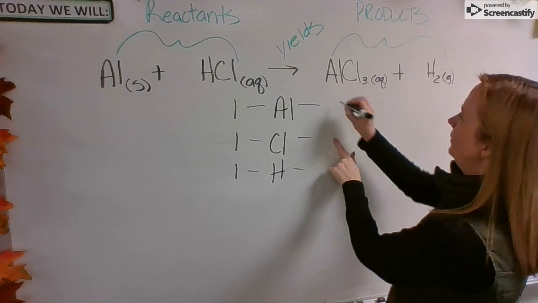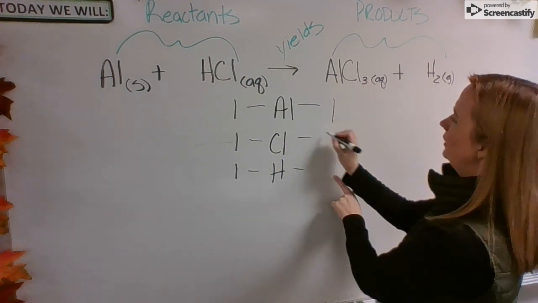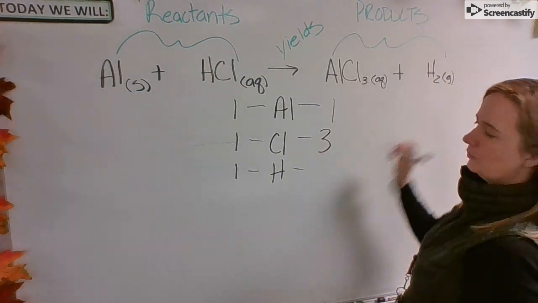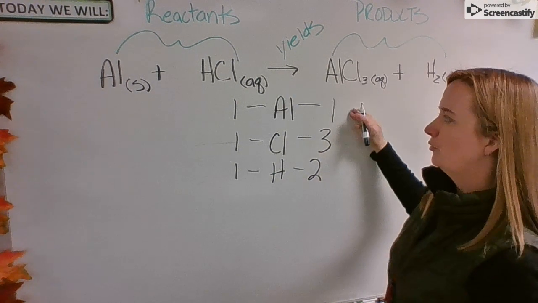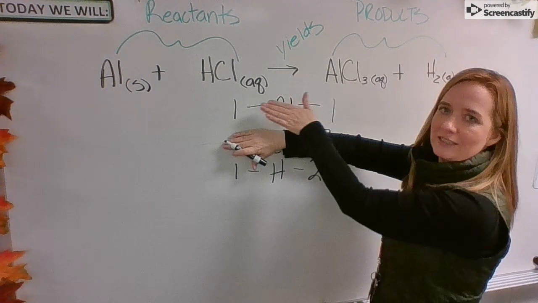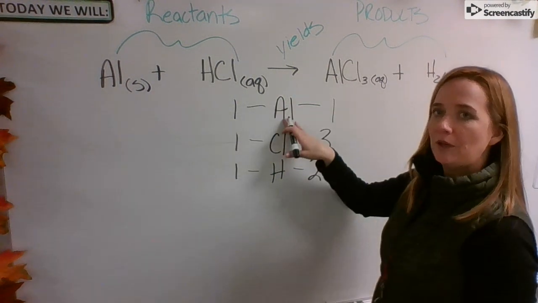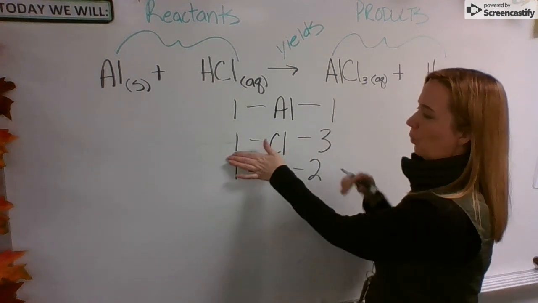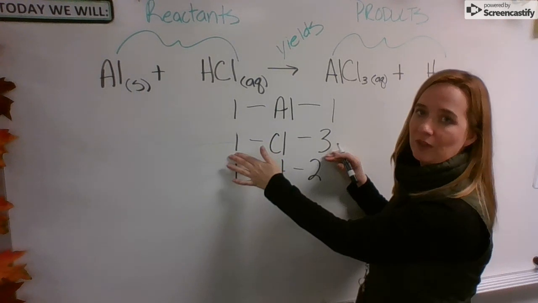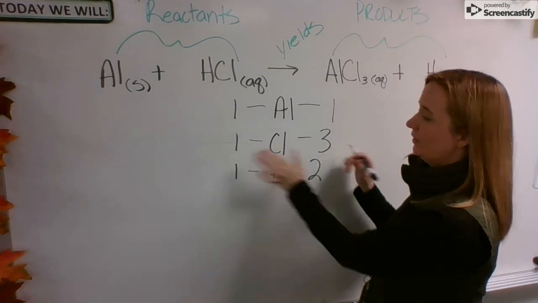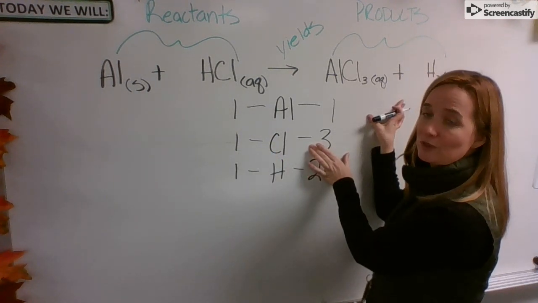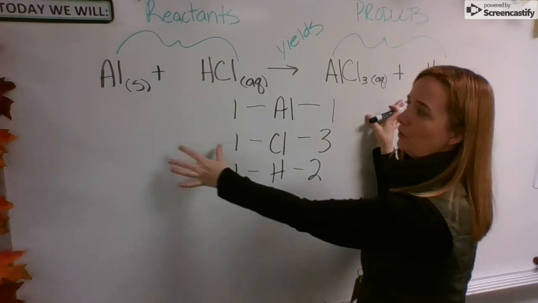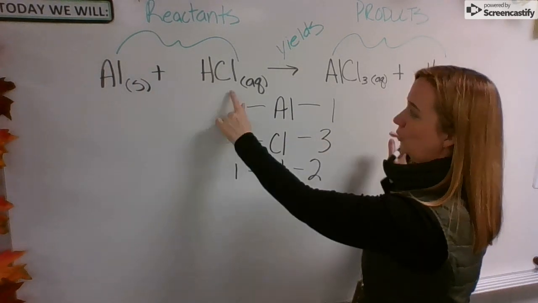I have one aluminum, 3 chlorine, and 2 hydrogen. So the first look, we're only looking at, does this balance? The aluminum, 1 atom on each side. Chlorine, the 1 and the 3. Those should match, but they don't. So if there's 3 over here that have been produced, that means I had to have started with 3 reactants for chlorine.